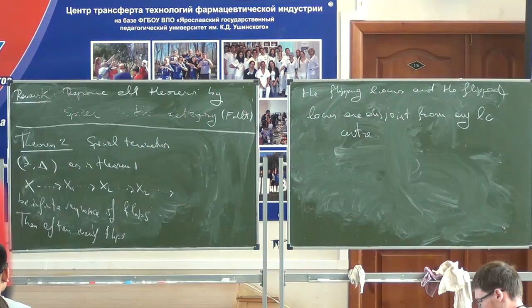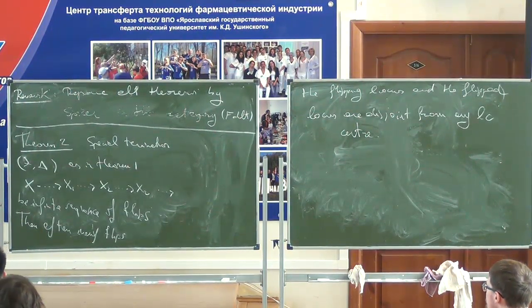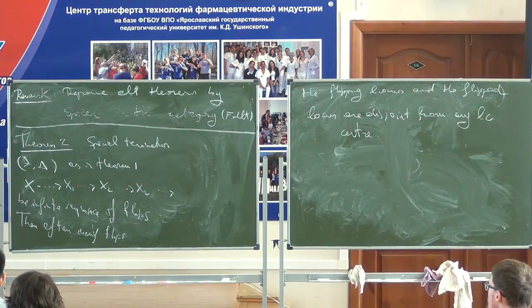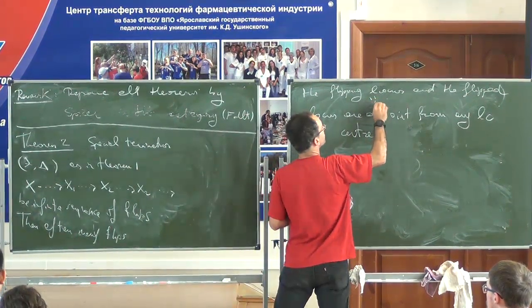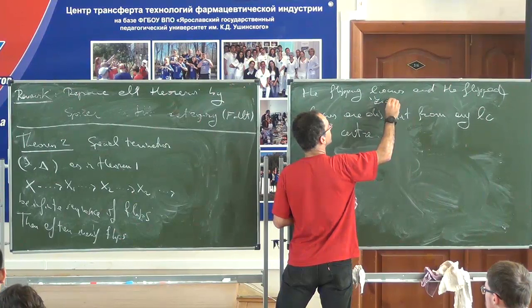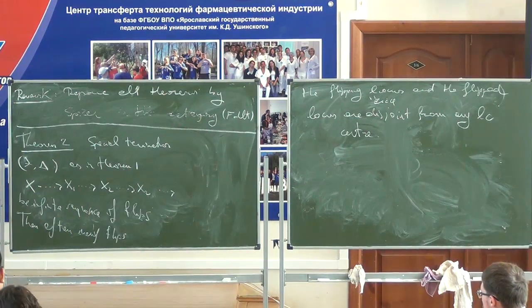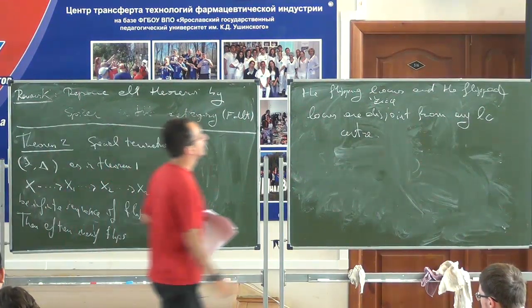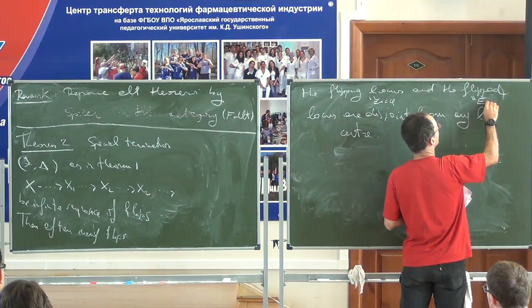Okay, what is a flipping locus and flipped locus? So I'm going to call this phi, exactly like we did before, and this phi plus. The flipping locus is the exceptional locus of phi, which is not a divisor. By definition, this is small, so it's always a curve. And same story here. This is also never a divisor. This is the exceptional locus of phi plus.